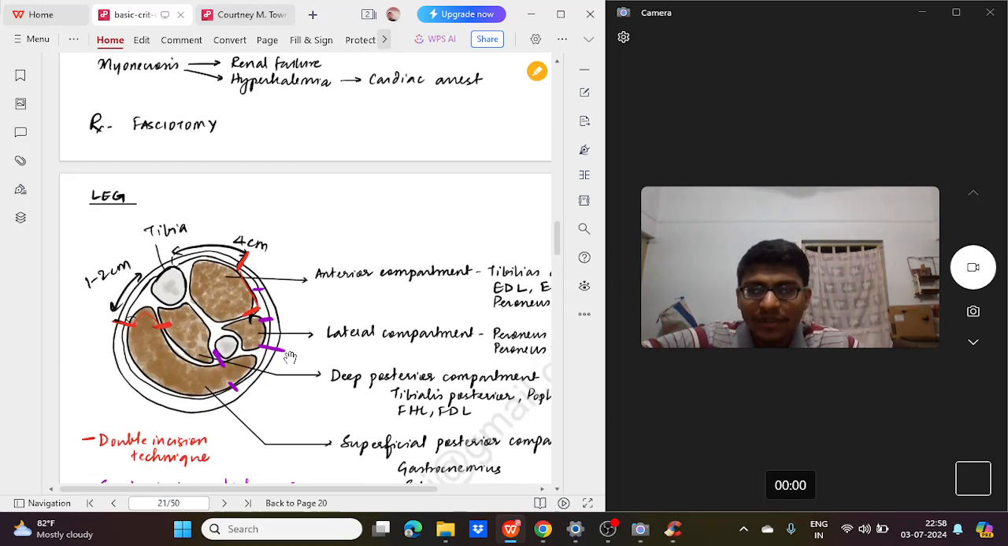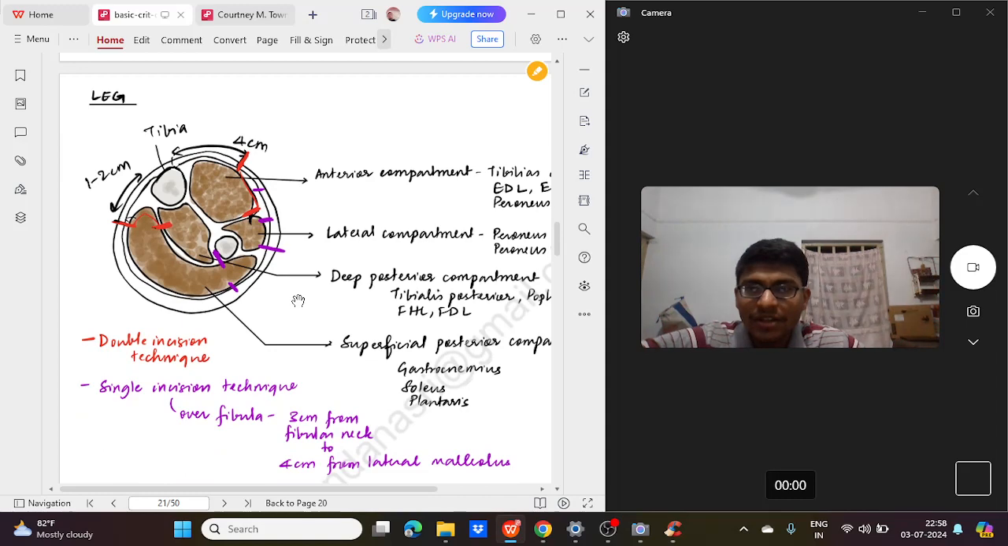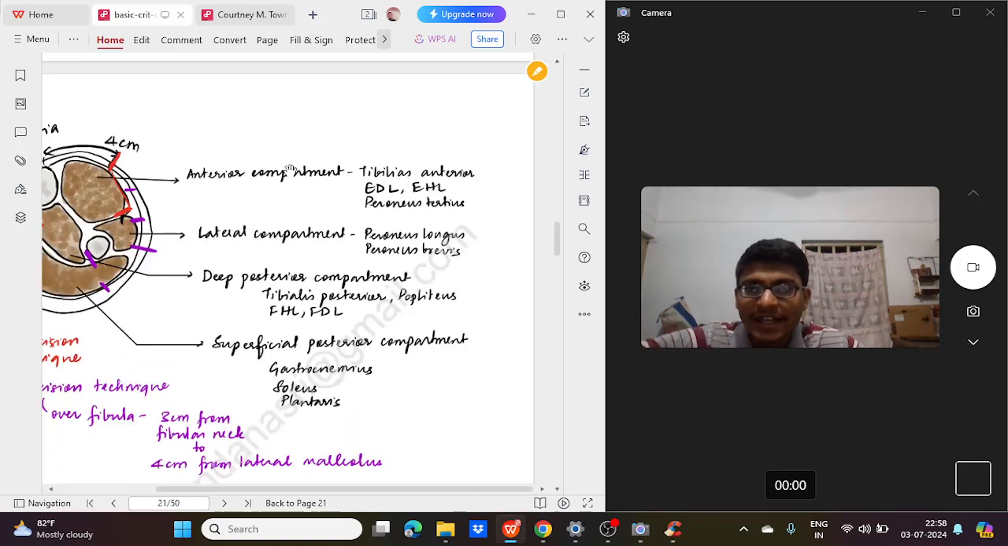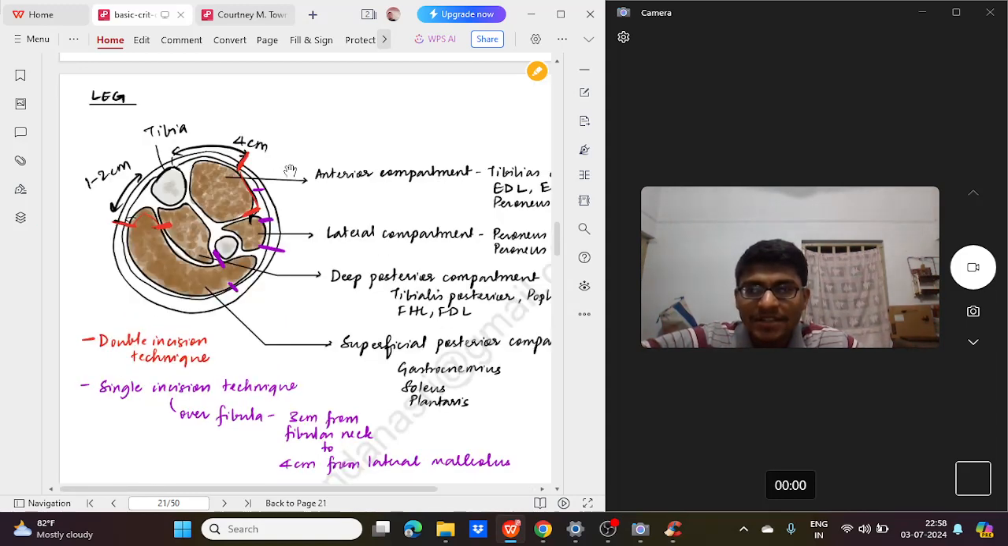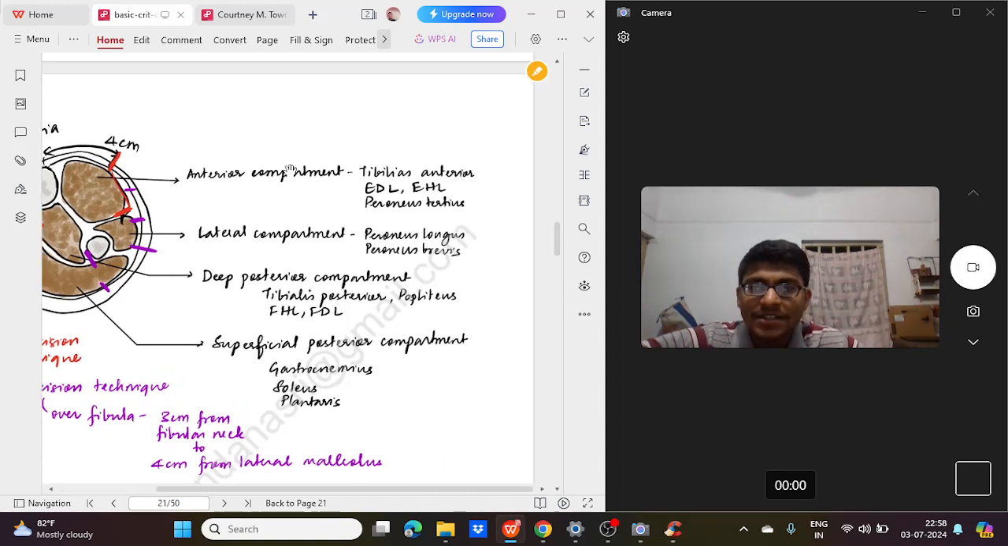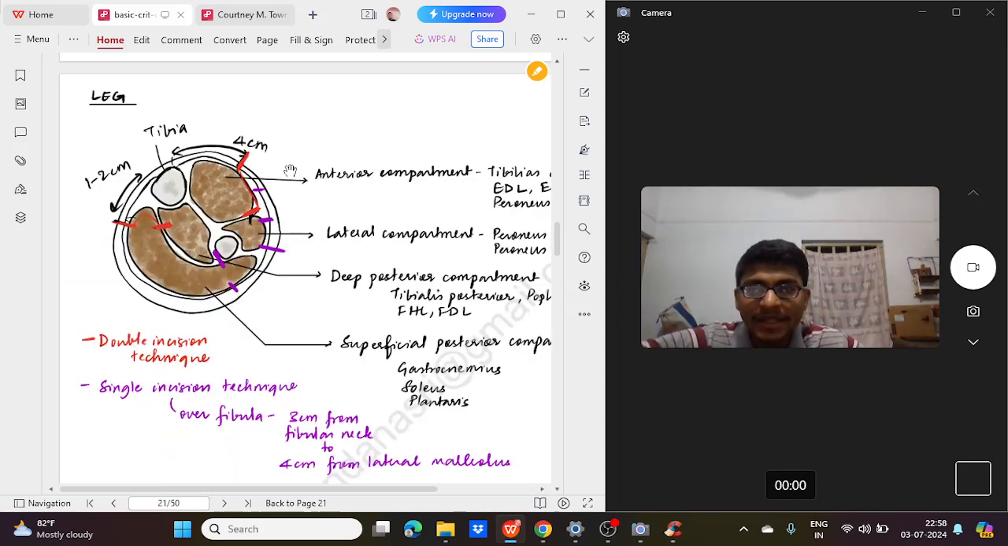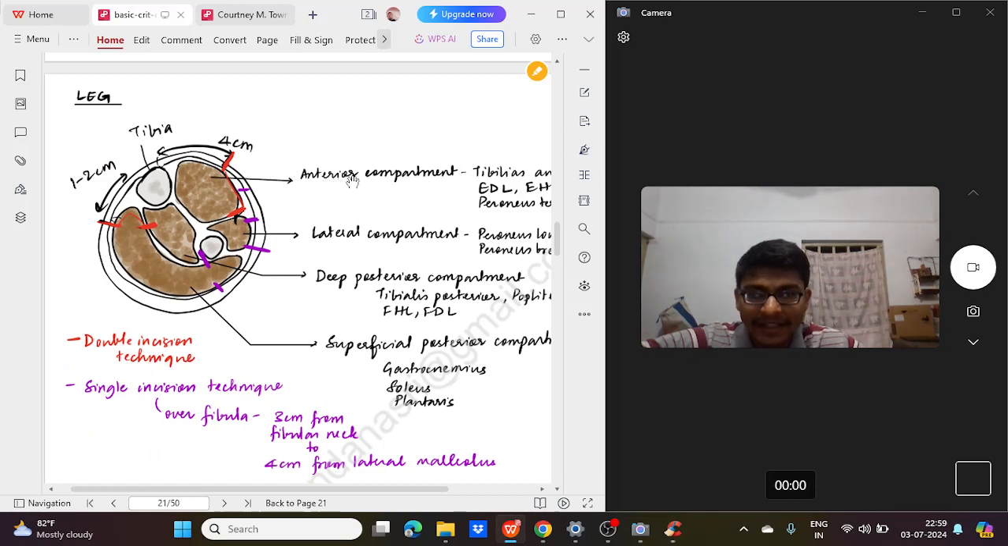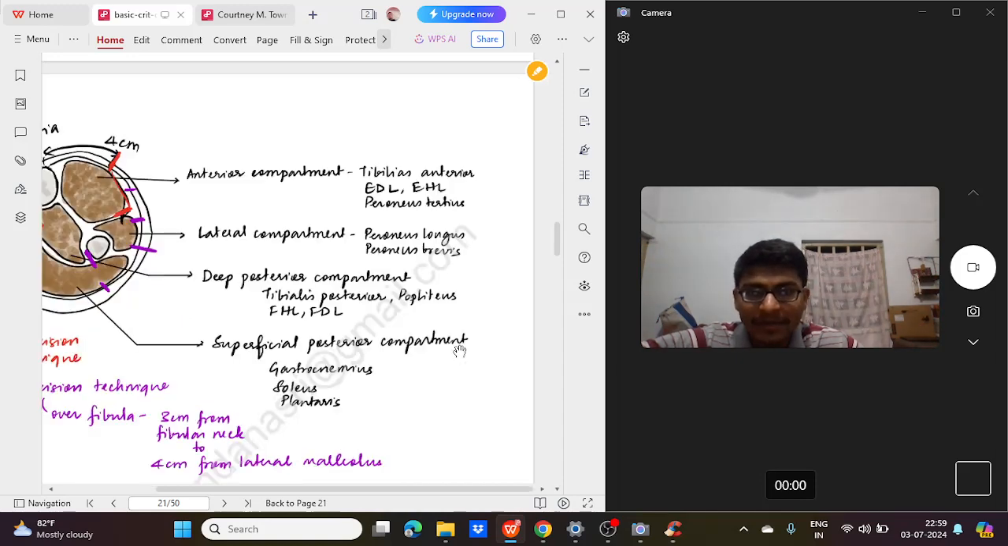So we'll look into the details of fasciotomy. Fasciotomy in the leg is more commonly needed because it is a tight fascial compartment with three compartments, and we'll just go through a brief overview of the anatomy. So we have the anterior compartment, lateral compartment, deep posterior, and superficial posterior compartment.